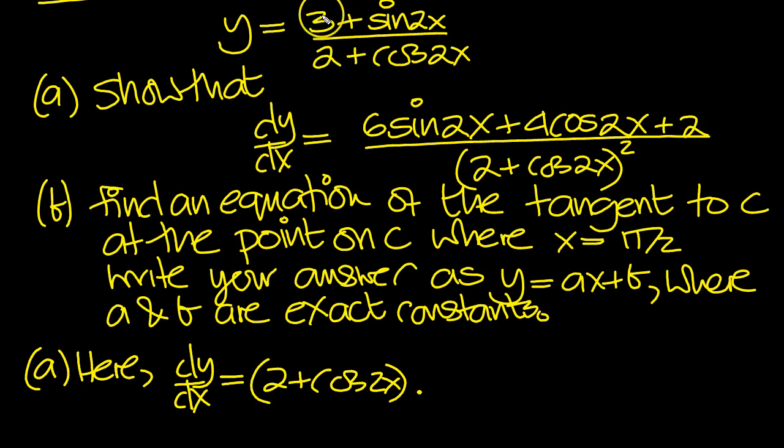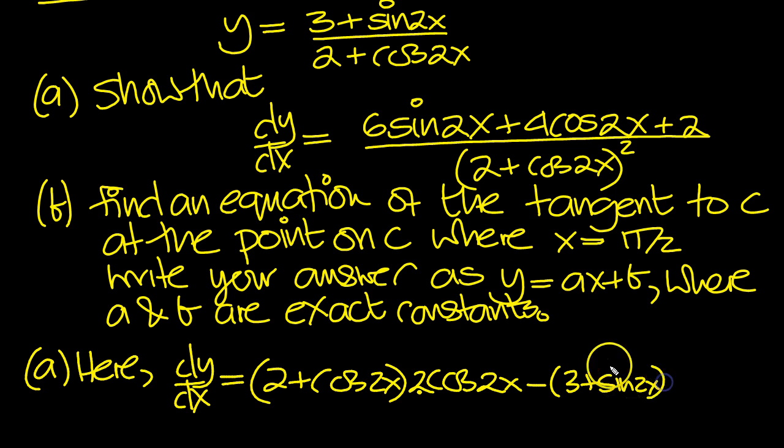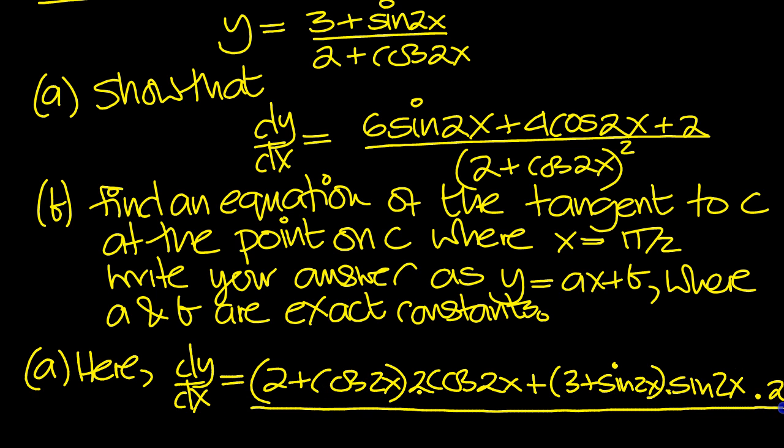Now if we differentiate this, 3 goes to naught. Sine of something, function of a function rule, goes to cos of something, multiplied by the something differentiated, which is 2, so I'll put a 2 in there, minus u, which is 3 plus sine 2x, times dv/dx. The 2 goes to naught. Cos goes to minus sine of something, that'll make that a plus, and this will be sine of something, multiplied by the something differentiated, which is a 2 again. So that's v du minus u dv all over v squared, isn't it? So we've got (2 plus cosine 2x) all squared.